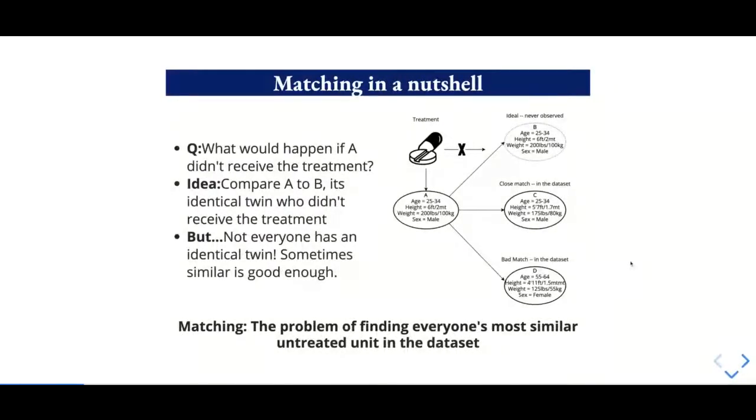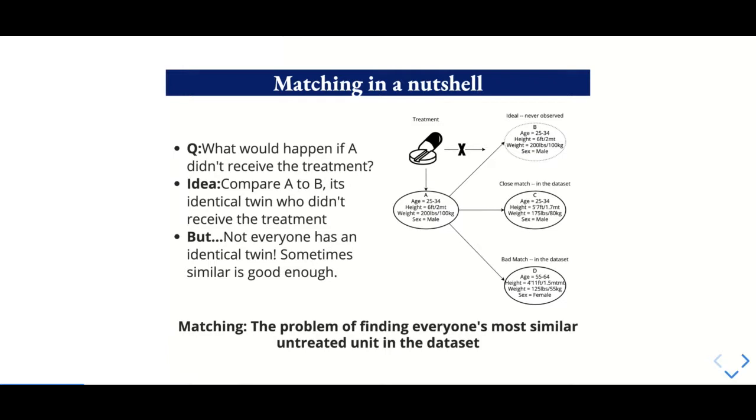More practically, without delving into theory too much, here is what we would like to do. So consider unit A here in the figure to the right. It's a male with a certain set of age, height, and weight, and we give a treatment to A. As I just said, what we would like to know is what would happen to A if he didn't receive the treatment. Now, the main idea behind matching is that we would like to compare A to its identical twin who didn't receive the treatment. So again, in the figure here, this is B, right? But the problem is, very few people have identical twins that we can observe.